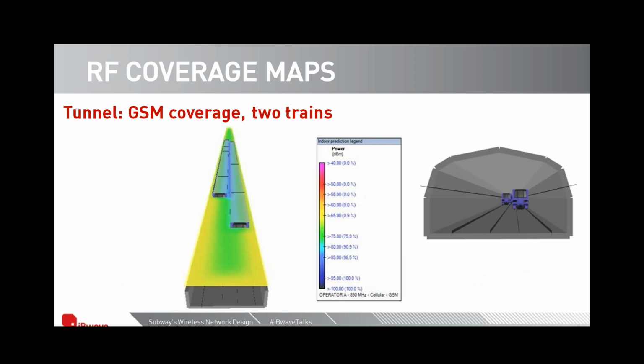Now let's move on to RF coverage maps. This is a tunnel, GSM coverage, 2 trains. I am showing you on the right-hand side how it looks when it is modeled in our tool, in iBwave Design, with 2 radiating cables on the side walls, and you see then a 3D view of the coverage in a tunnel and inside the trains.